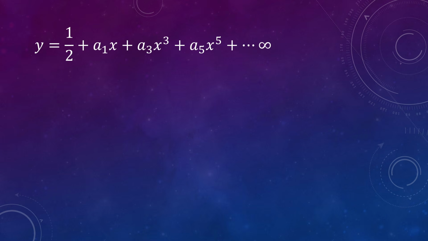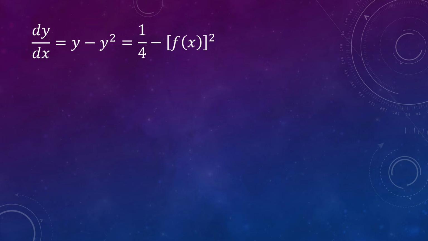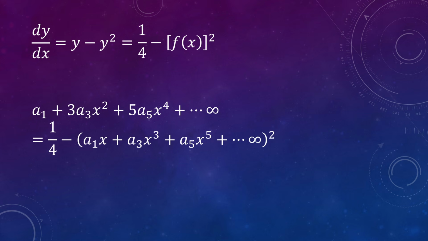Now, y equals this. So at x equal to 0, the fifth derivative of y with respect to x will be equal to 5 factorial times a5, which will be equal to 120 times a5. Now, since dy by dx equals y minus y square, which is equal to 1 over 4 minus square of f of x, these two expressions will be equal to each other.